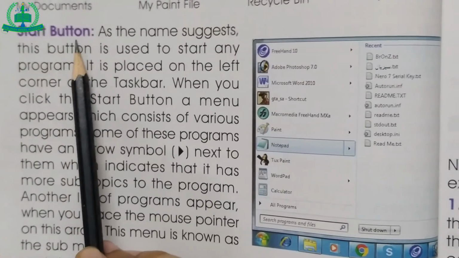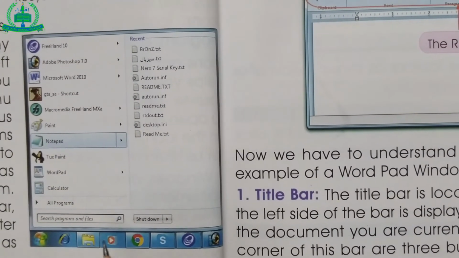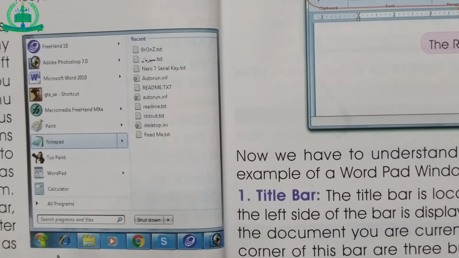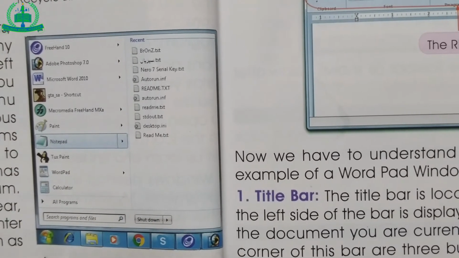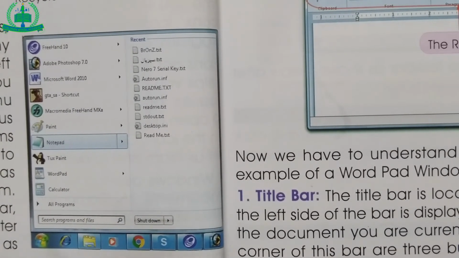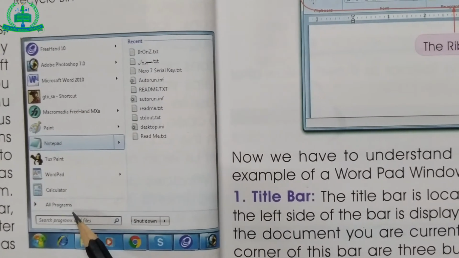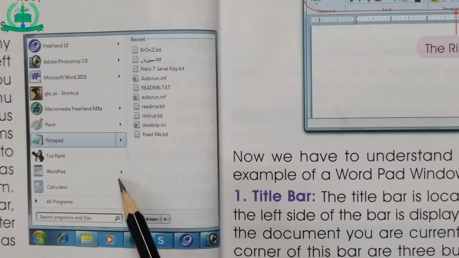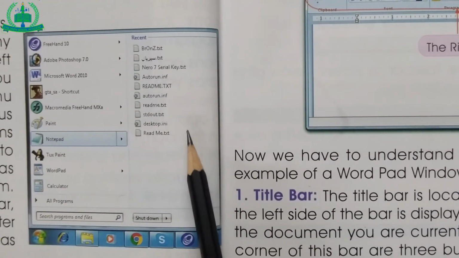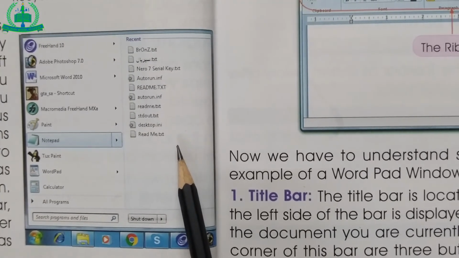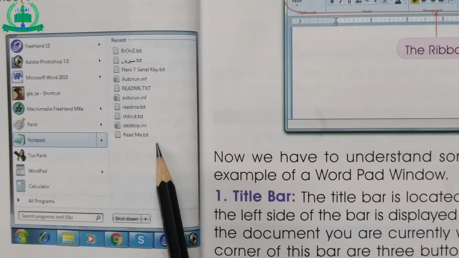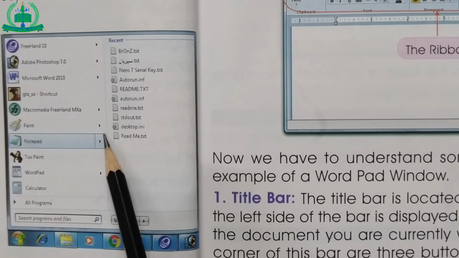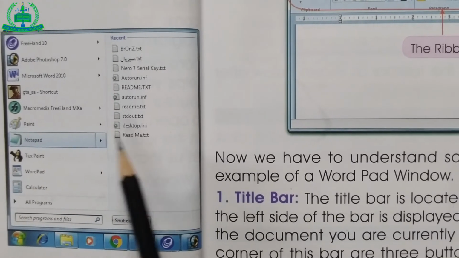Start button. As the name suggests, this button is used to start any program. It is placed on the left corner of the taskbar. When you click the Start button, a menu appears which consists of various programs. Some of these programs have an arrow symbol next to them which indicates that it has more subtopics to the program. Another list of the programs appears when you place the mouse pointer on this arrow. This menu is known as submenu.